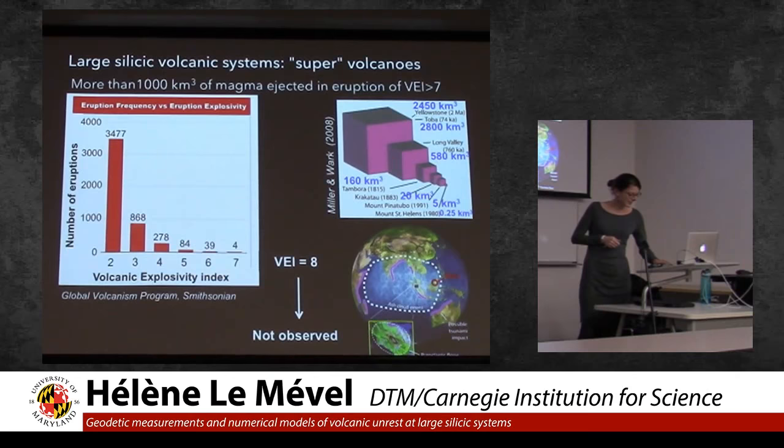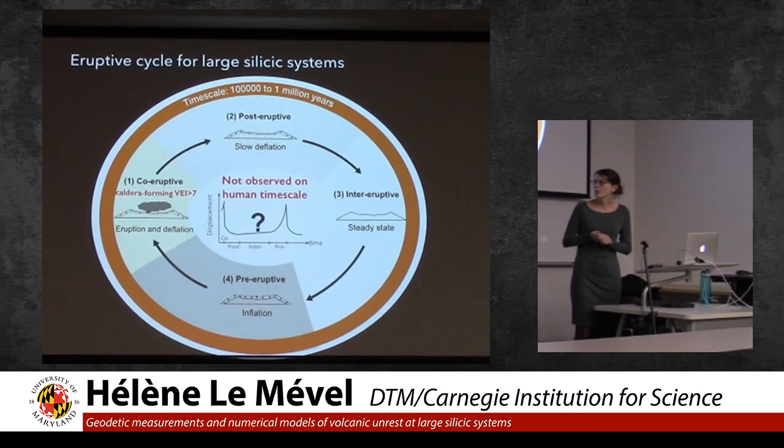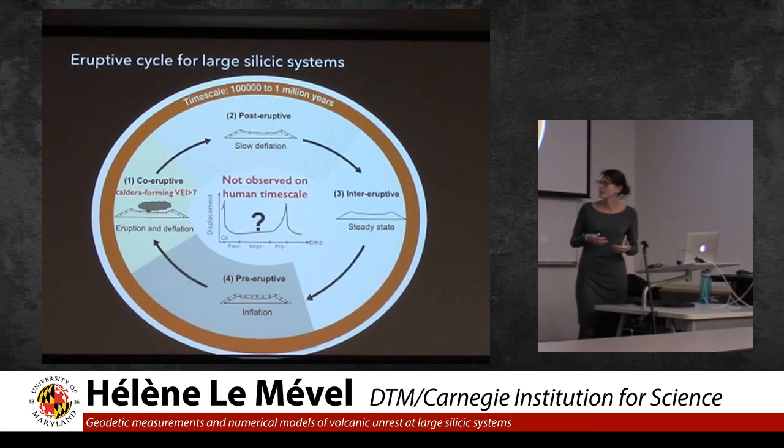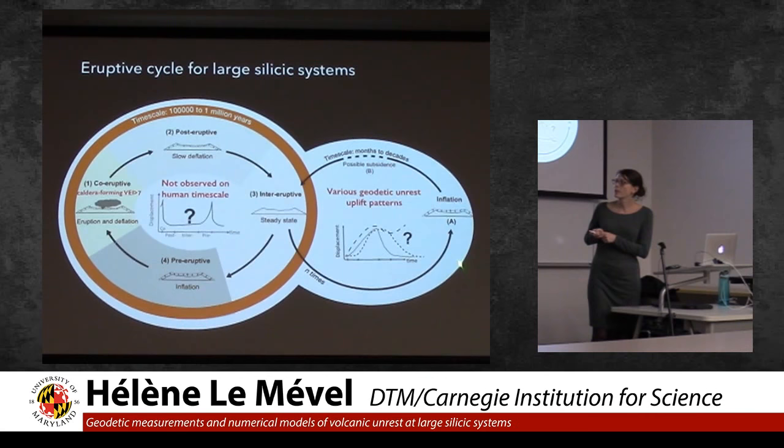And so here is what I propose for an eruptive cycle for a large silicic system. The problem, as I just said, is that it hasn't been observed in human history, so we have no idea what kind of precursor we expect in terms of surface deformation. What we know, however, is that now that we have geodetic measurements, these volcanoes deform, because we're measuring cycles of inflation and sometimes deflation.